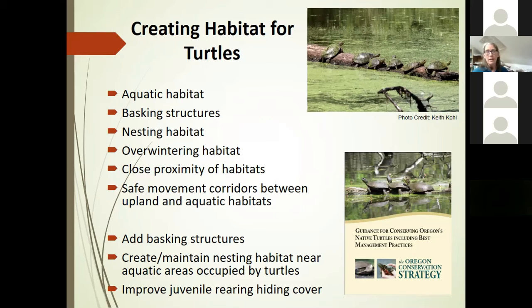And then other habitat enhancements to help turtles would be creating the nesting habitat. Nesting habitat is considered the most limiting habitat feature needed by our native turtles. There's a lot more to turtles, and I encourage you to check out ODFW's guidance document on conserving turtles, and there's a chapter on creating habitat. It goes through each one of those habitat elements, how to provide aquatic habitat, how to provide nesting, how many basking structures, that sort of thing.